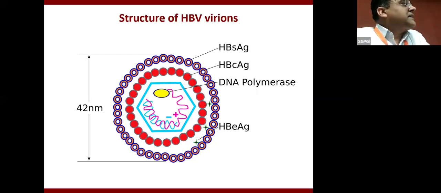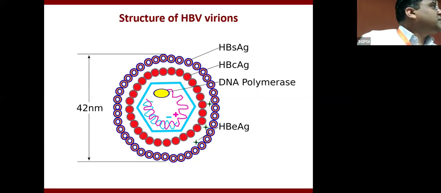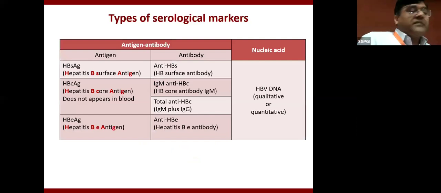So third, in between, during the replication process, E antigen is produced. That is another part of the virus, and there is an antibody against E antigen. So these are the complete markers. If you see it this way, it is easy to remember, and the same I have summarized here. The antigens are surface antigen, core antigen which never appears, and E antigen, with antibodies corresponding to each, right? And DNA.